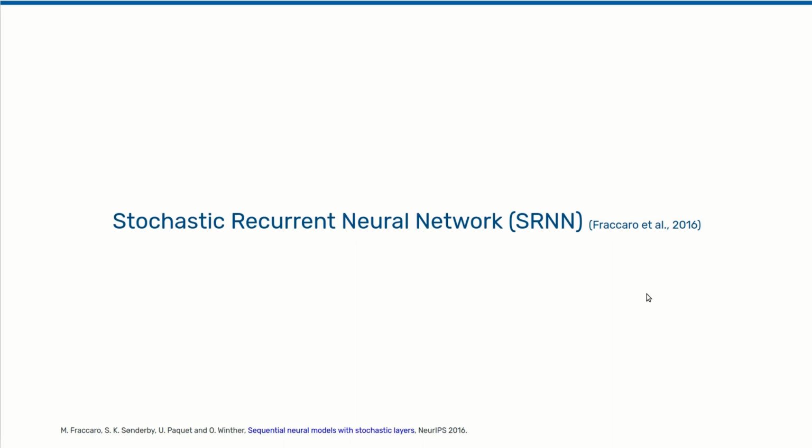Another model we would like to discuss is the stochastic recurrent neural network, which is a NeurIPS 2016 paper. Even though this has the same name as STORN, the acronym is different. It's SRNN. So you have to be careful. These are two different models, and you can distinguish them not by the name, only by the acronym.